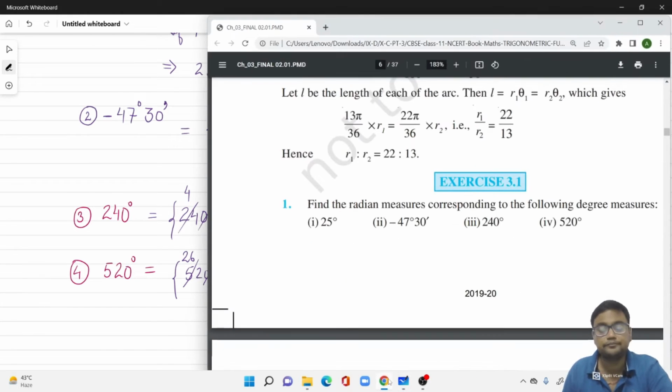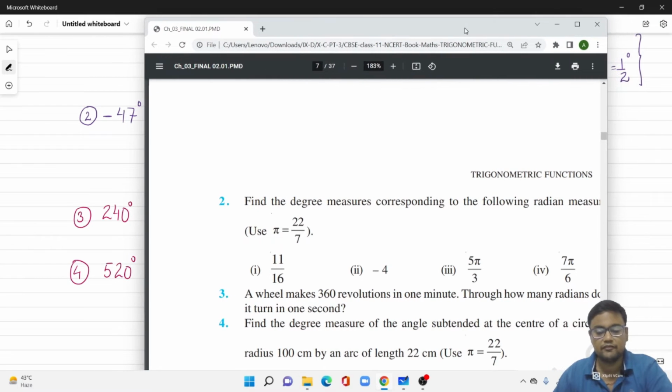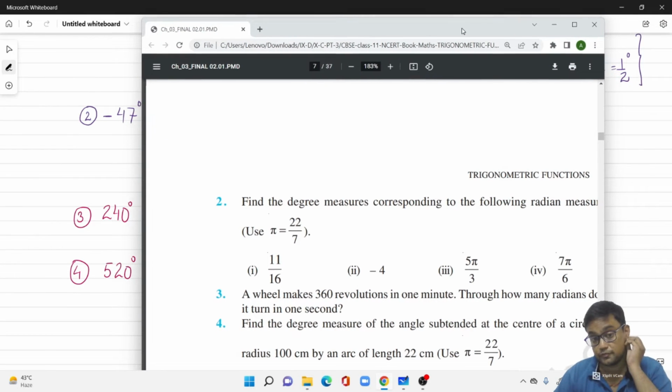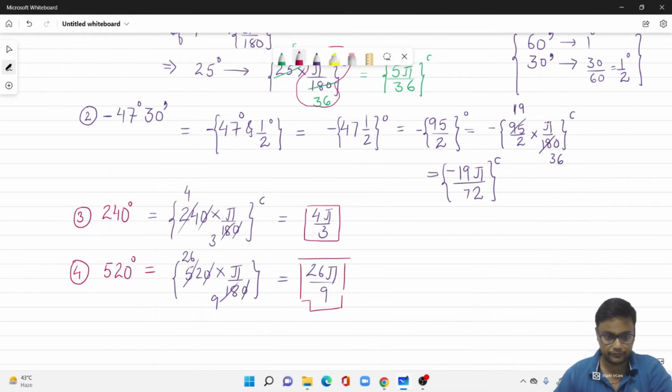Let us take a look towards the second question. Find the degree measures corresponding to the following radian measures. So these are given in radians and we have to use pi as prescribed as 22 by 7. So the value of pi is 22 by 7 here. Question number 2, part 1. See, 11 by 16, right? This is what we have to do.